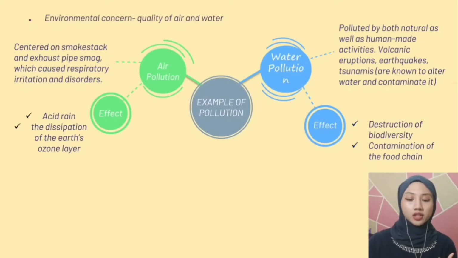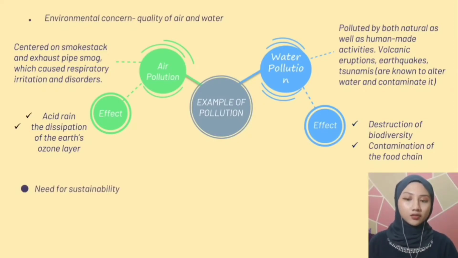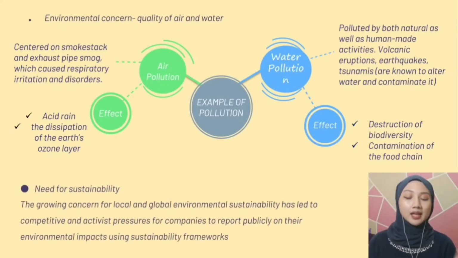For instance, fishing in polluted water and using wastewater for livestock farming and agriculture can introduce toxins into food, which are harmful to our health when eaten. Need for sustainability: the growing concern for local and global environmental sustainability has led to competitive and activist pressure for companies to report publicly on their environmental impact using sustainability frameworks.